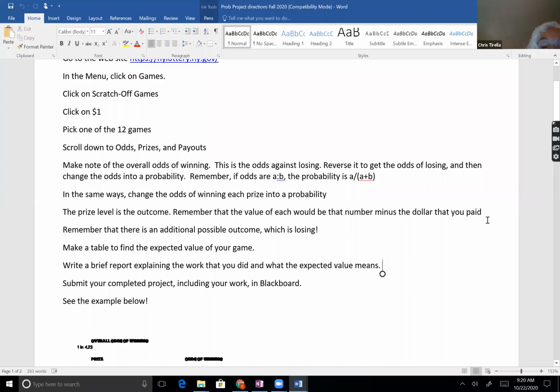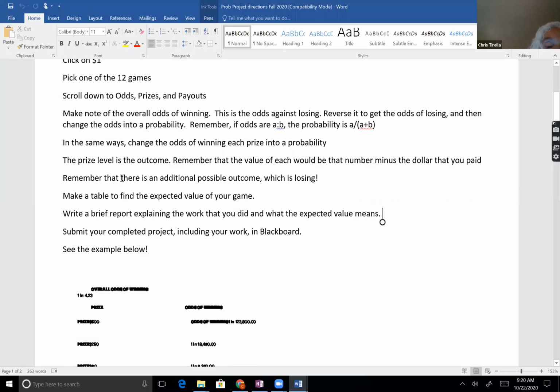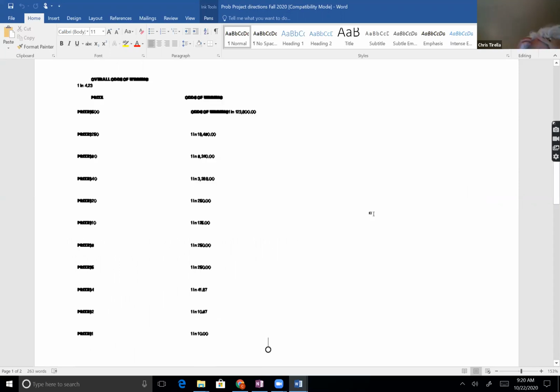What the table does not give you is the outcome of losing. You have to add that. And then you're going to find the expected value of your game. Write a brief report explaining what you did and what the expected value means, and submit it all. When I go through and make my answer keys, I use a spreadsheet because I think it's easier. You don't have to, but you can.